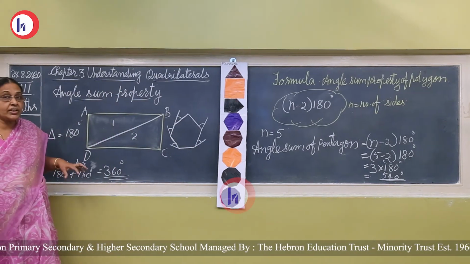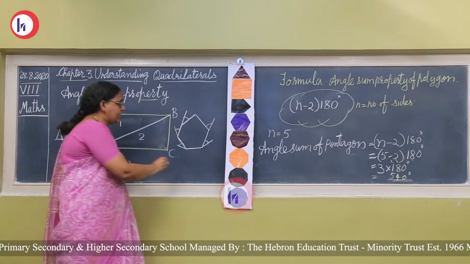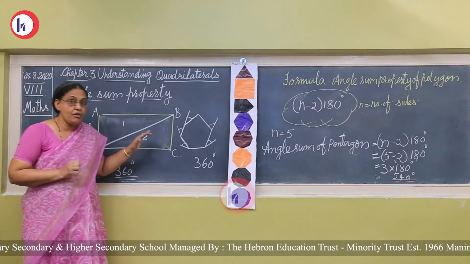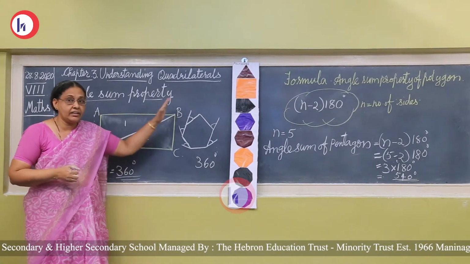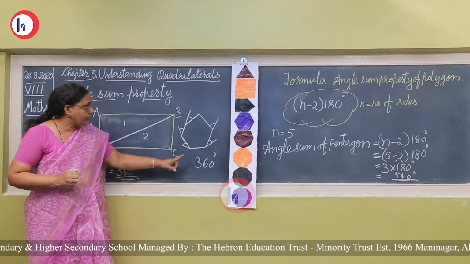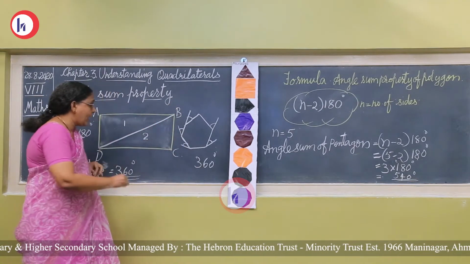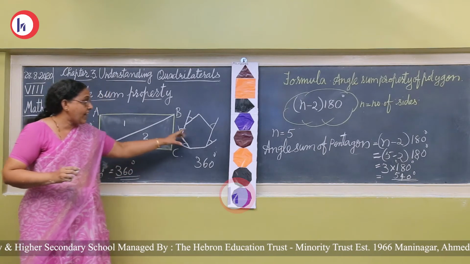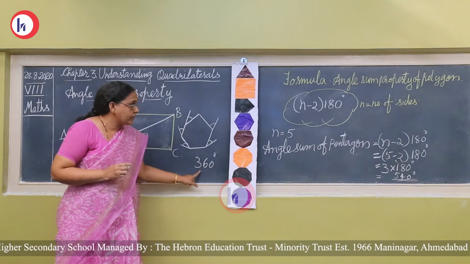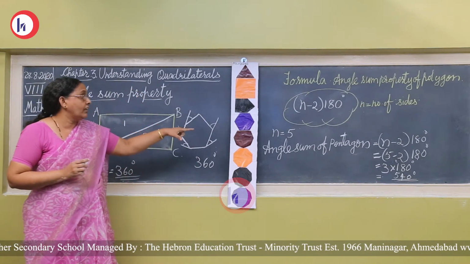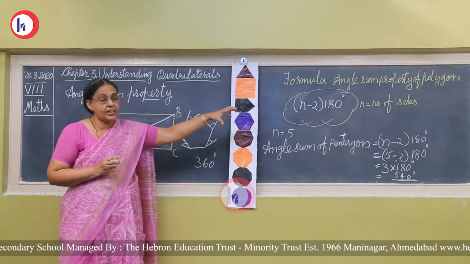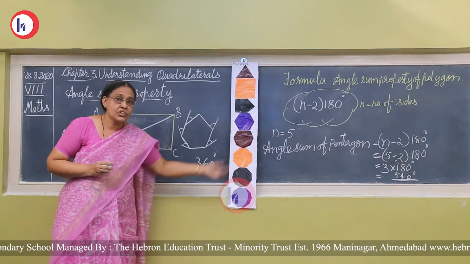Now, the sum of the exterior angles of all polygons is 360 degrees. Because anyhow when you turn and turn, you will reach the last point. There you can say that all the angles sum always will be 360 degrees. So the sum of the exterior angles of any polygon is 360 degrees. But the sum of the interior angles will be according to the formula. You have to use the formula, and according to the number of sides it will change.